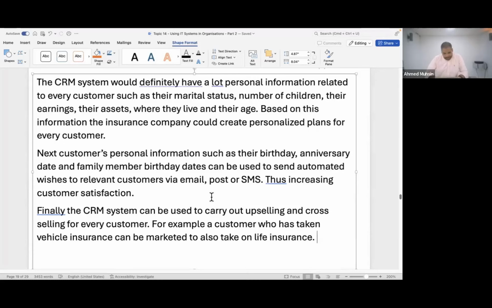Okay, you can use it to identify buying trends. You can see, for example, people above the age of 65 are all going for life insurance. People in the ages of this are going for this type of insurance. Or people who own this particular asset are going for insurance. You can use it to identify certain trends.